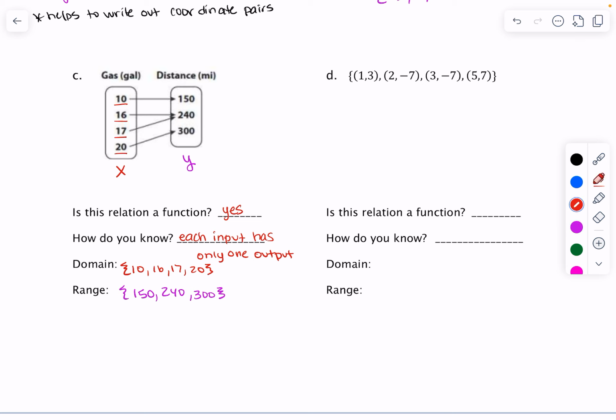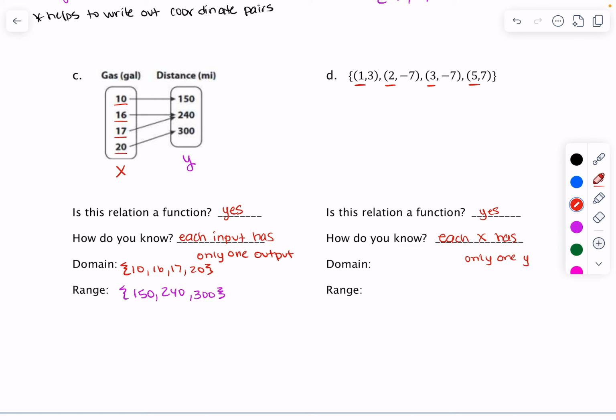And finally, what happens when we have a list of coordinate pairs? We sort of already talked about this. Is this relationship a function? I've got one input, one input, one input, one input. So this is a function. And we can say that each x, or input, has only one y.